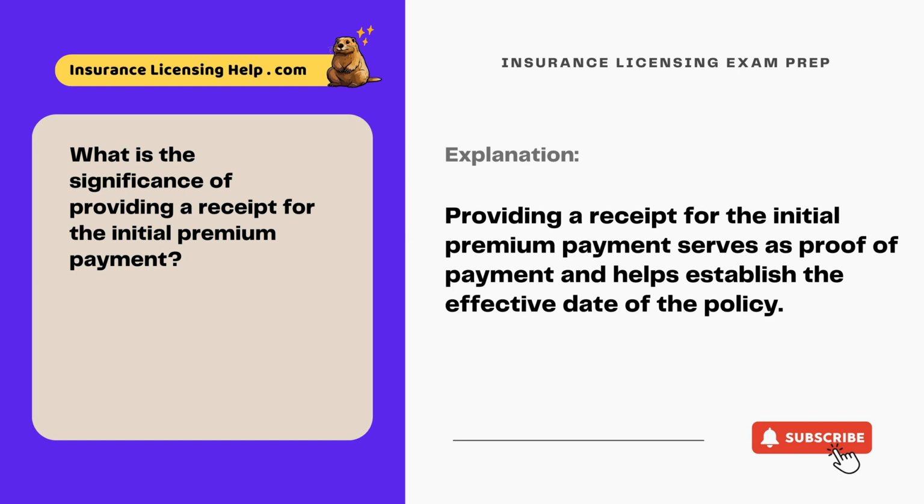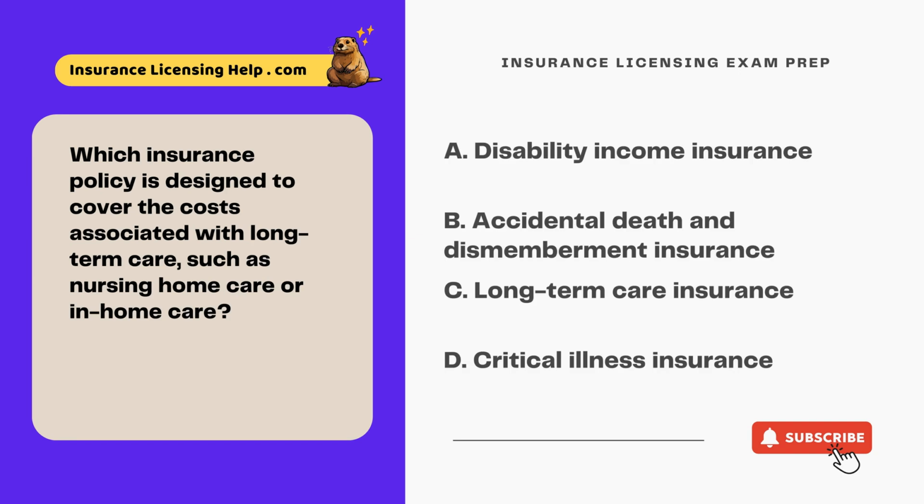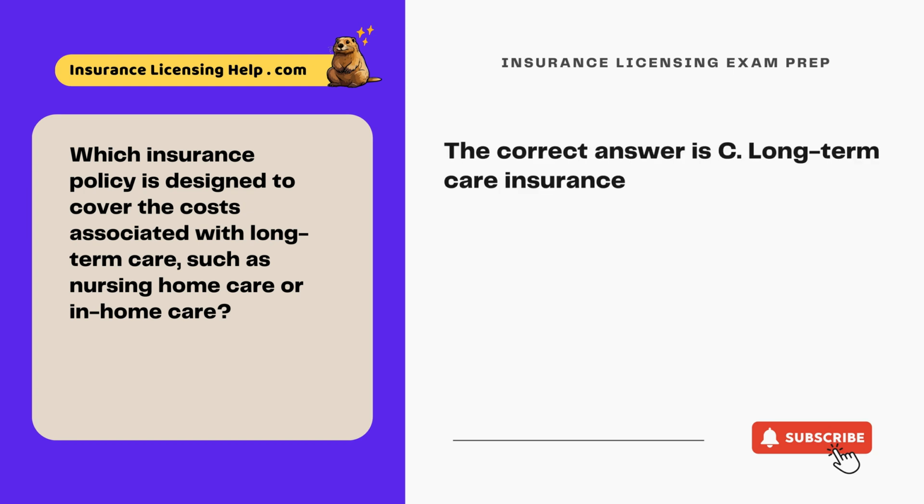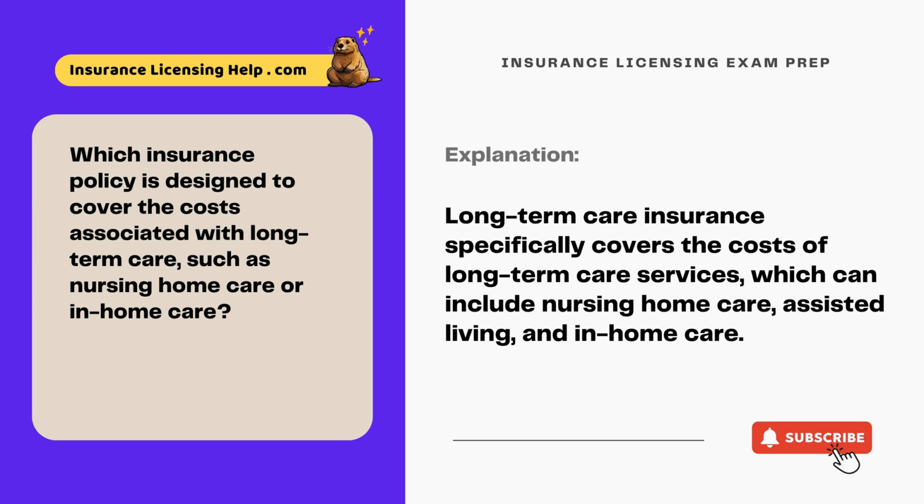Which insurance policy is designed to cover the costs associated with long-term care, such as nursing home care or in-home care? A. Disability income insurance. B. Accidental death and dismemberment insurance. C. Long-term care insurance. D. Critical illness insurance. The correct answer is C. Long-term care insurance. Long-term care insurance specifically covers the costs of long-term care services, which can include nursing home care, assisted living, and in-home care.